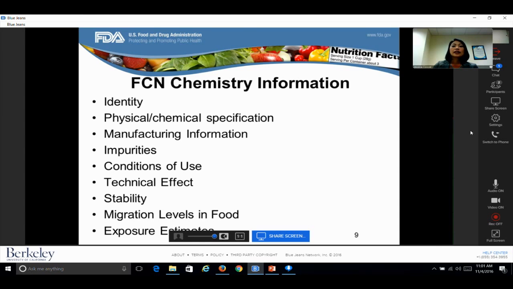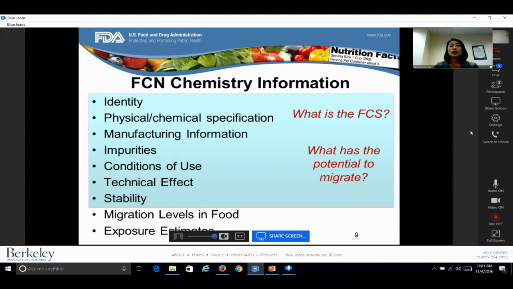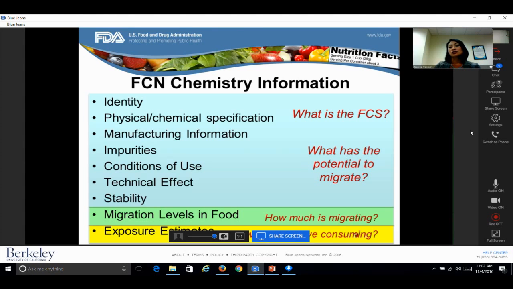So when we look at all of these types of information, what we're really looking for is asking a couple questions, and that is, what is the FCS and what has the potential to migrate? And this question of what has the potential to migrate addresses components that come along with the FCS, which is the impurities or breakdown products. Then how much of it is migrating? What's the concentration in the food? And then of that, how much are we then consuming?